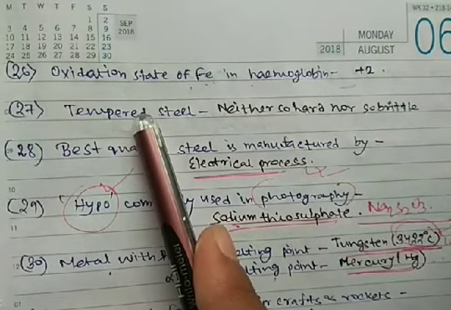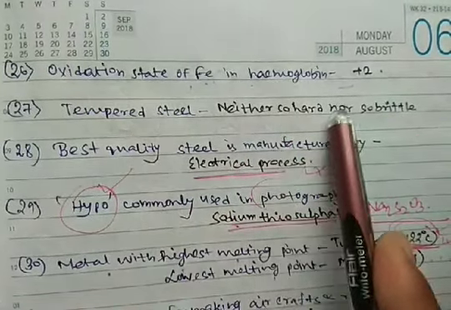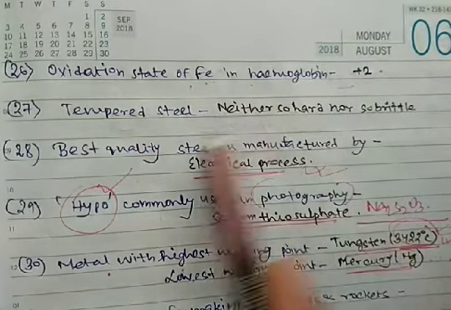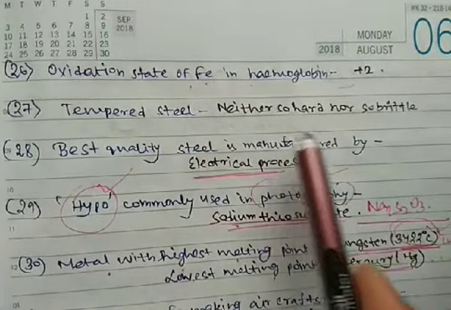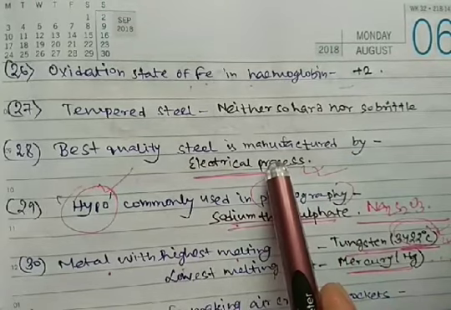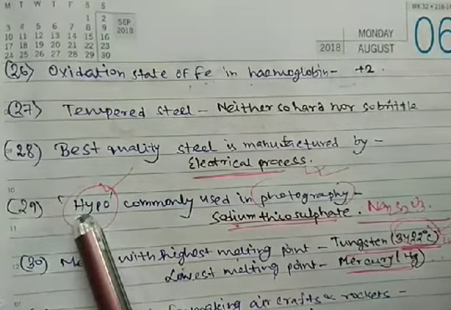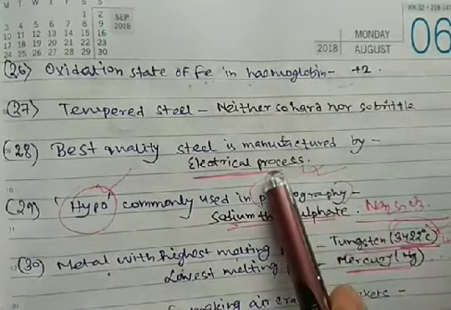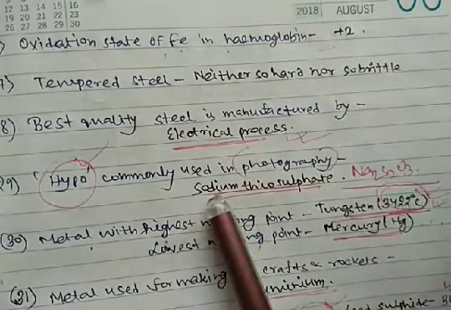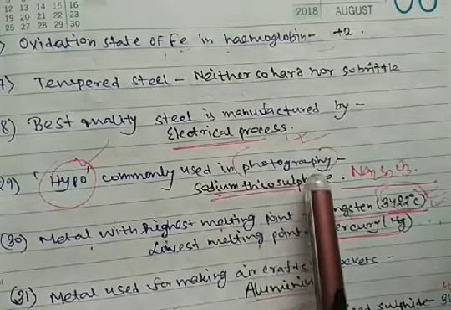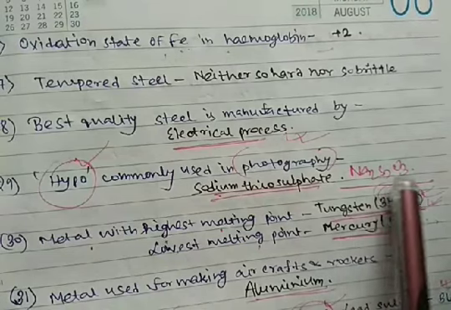Tempered steel, which is neither so hard nor so brittle. The best quality of steel is manufactured by electrical process. Hypo, what is hypo? It is used in photography. The chemical name of hypo is sodium thiosulfate. The formula is Na2S2O3.